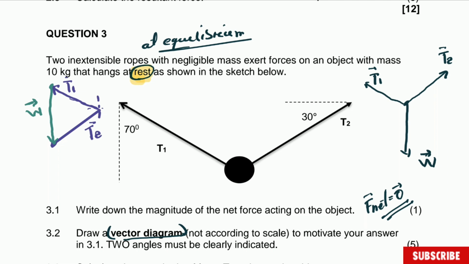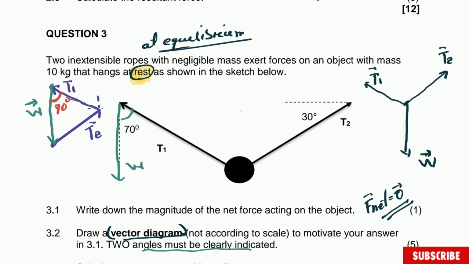Now they're asking you here to clearly show some angles. Now this 70 that you can see here is the angle between T1 and the weight, if this one is the gravitational force, which is this angle here. Let's use another color. So this one here, guys, is 70 degrees, and the same happens on this side.